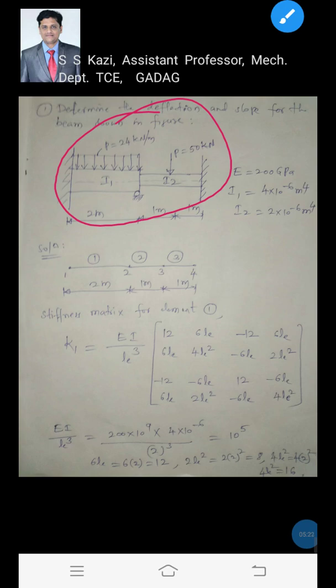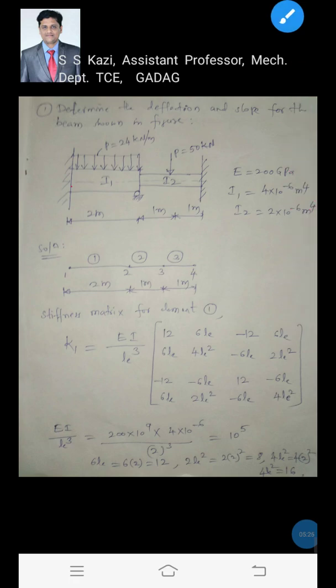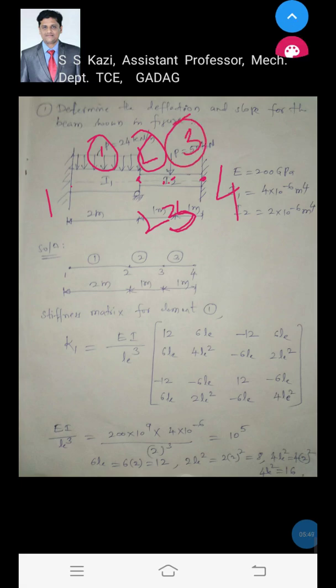I will discretize this into three elements because I will locate node 1 here, and I will locate node 2 where the UDL ends. I will locate node 3 at the point of application of the 50 kilonewton load, and I will locate node 4 at the end. How many elements do you have now? Nodes 1 to 2 is element number 1, 2 to 3 is element number 2, and nodes 3 to 4 is element number 3.